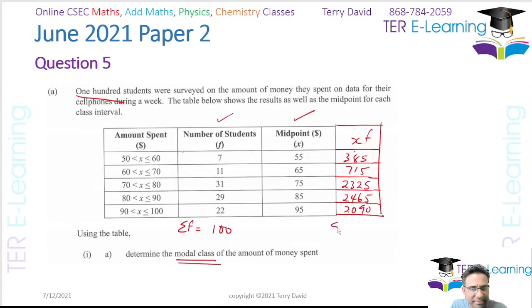Then we need to find sigma XF. Now in maths, when you see the word sigma, when you see the symbol, this means to sum, right? So what I'm doing, I'm summing the column. So I'm gonna add all these guys here in order to figure out sigma XF. So that's 385 plus 715 plus 2325 plus 2465 plus 2090, right? And what I'm going to get here is 7980.